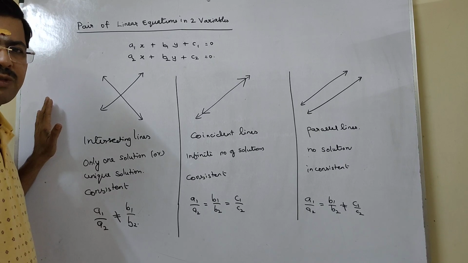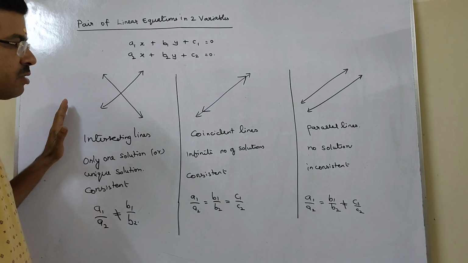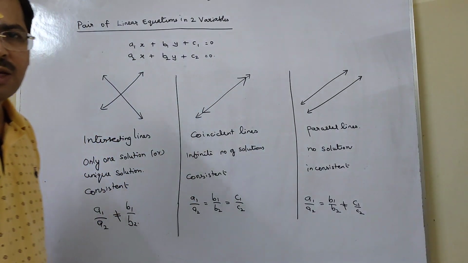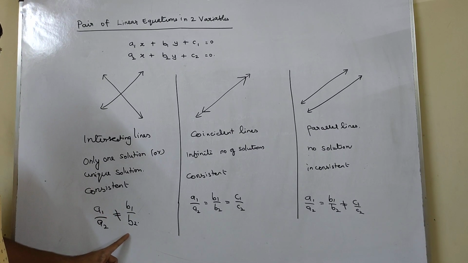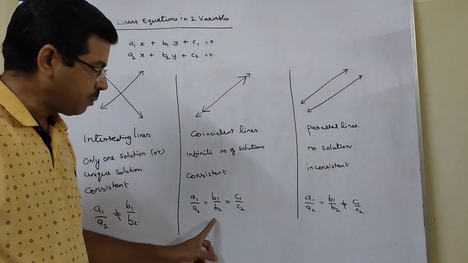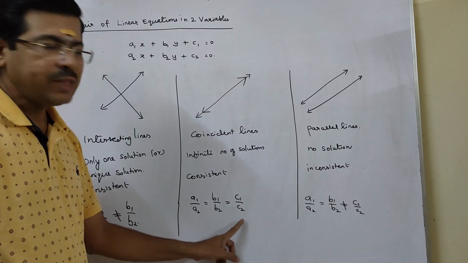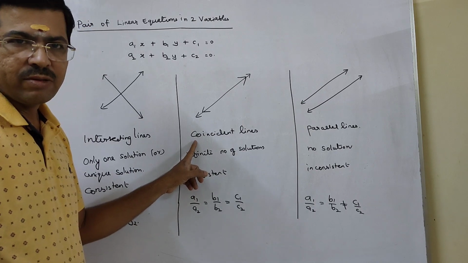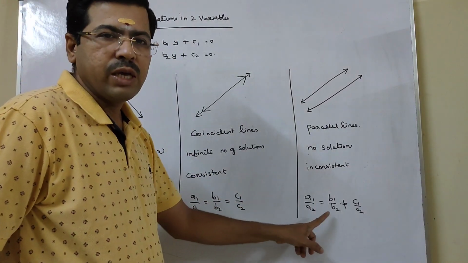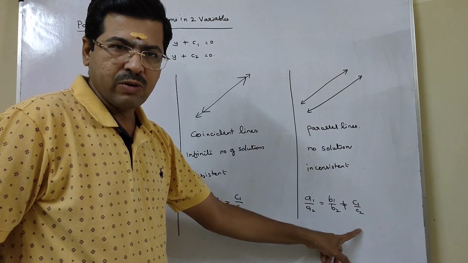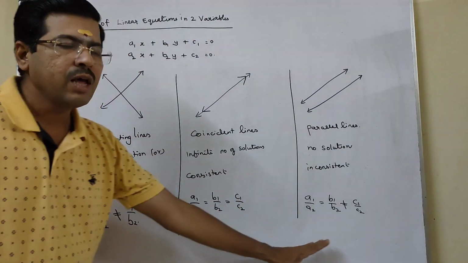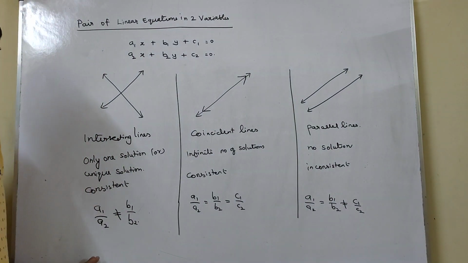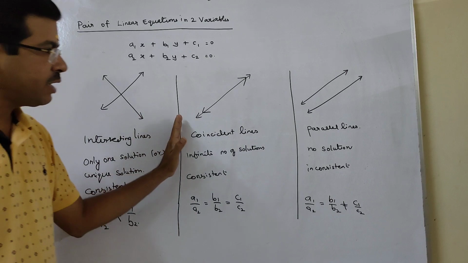But without drawing the graph, how can we find out whether it is intersecting lines or coincident lines or parallel lines? That can be found out using this condition: a1 by a2 not equal to b1 by b2. If it is so, then it is intersecting. Suppose a1 by a2 is equal to b1 by b2 is equal to c1 by c2, then we call it as coincident lines. And finally, a1 by a2 equal to b1 by b2 not equal to c1 by c2, then it is parallel lines. So these are the three important conditions by which we can find out whether the given pair of lines are intersecting or coincident or parallel lines.